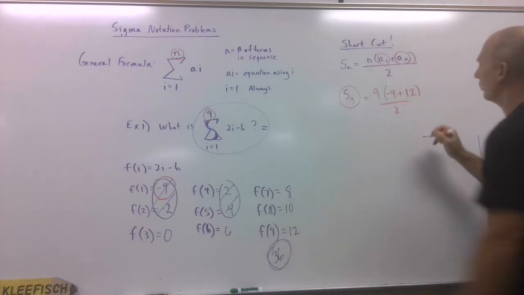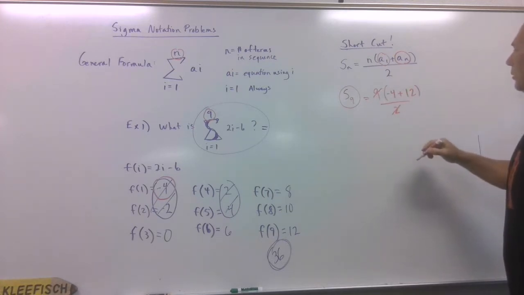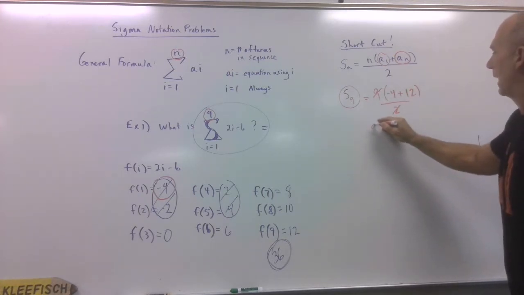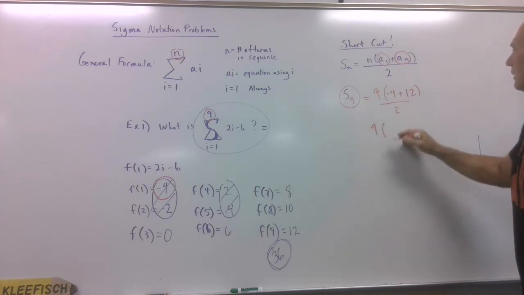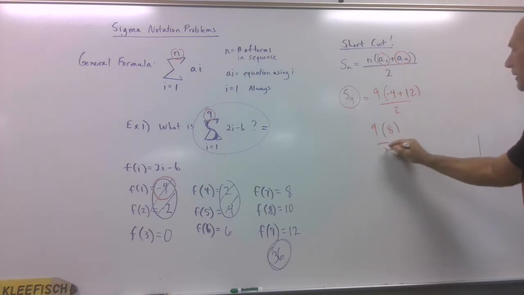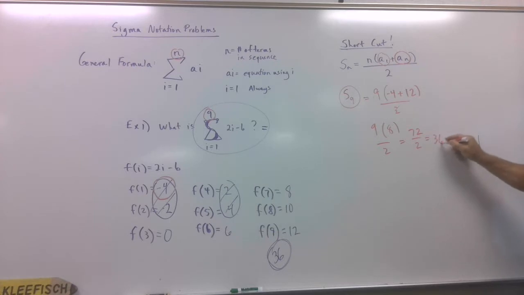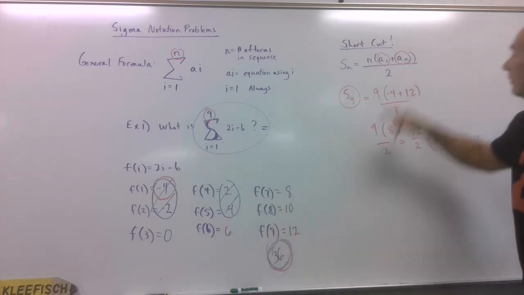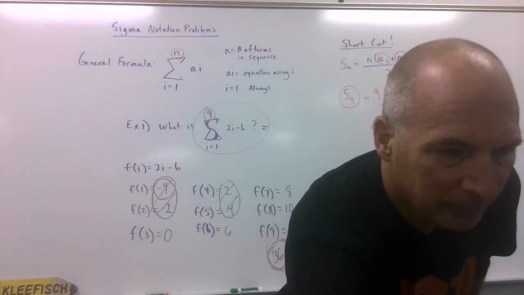Put that over 2. Negative 4 plus 12 is 8, times 9 is 72, divided by 2, and that's 36. Notice, same answer. Shortcut. All right, I'm going to hit pause. We're going to do some story problems on the document camera.